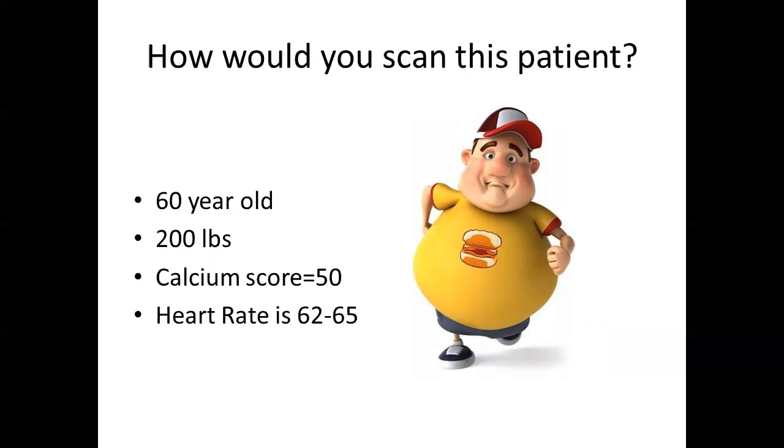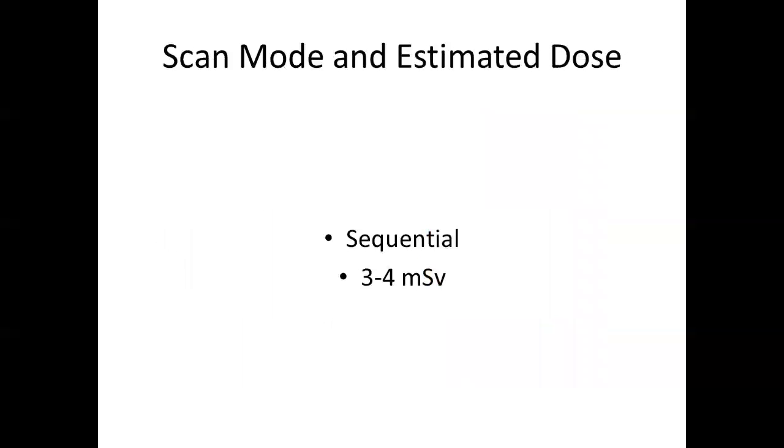So why wouldn't you flash? I said the heart rate really has to be perfect for flash. So this is too high to flash. Except for the heart rate, he's not that big and there's not that much calcium score. So you can't flash. So you go to the next, which is sequential. And those are usually about 3 millisieverts. The national average now for scans is about 3 millisieverts.